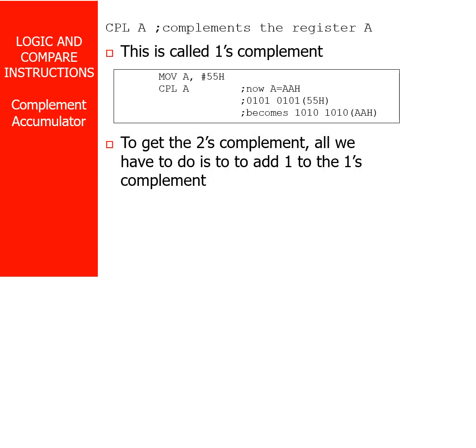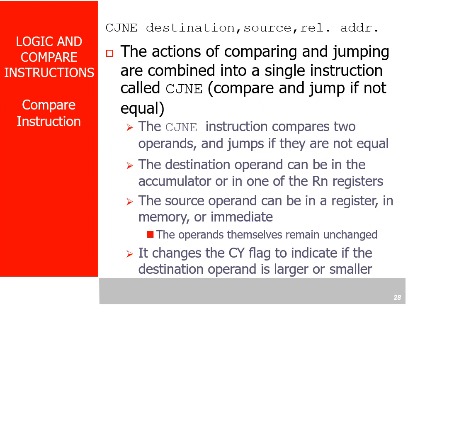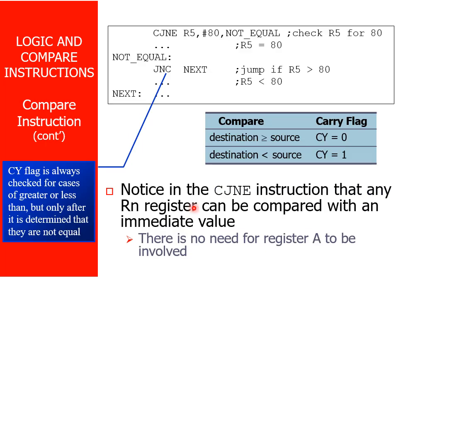Now how can you find the 1's complement of a number? By simply taking CPL of the number. Now this is very important: compare, jump, not equal. In the lab also, this one is there. For example, CJNE R5, #50. It will compare R5 with 50. If R5 and 50 are not equal, it will go to the not-equal label. You are understanding? If they are equal, it will not go there. It will continue here.